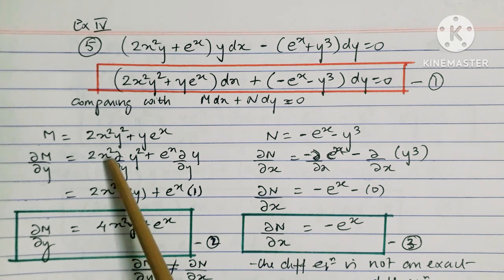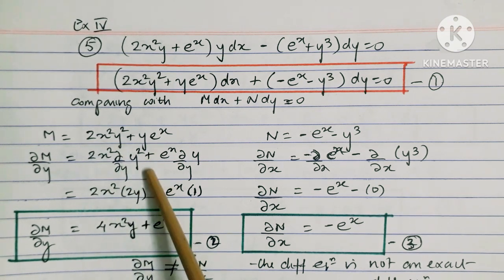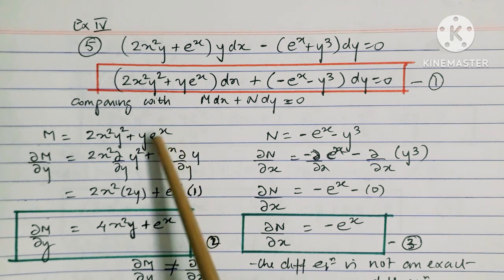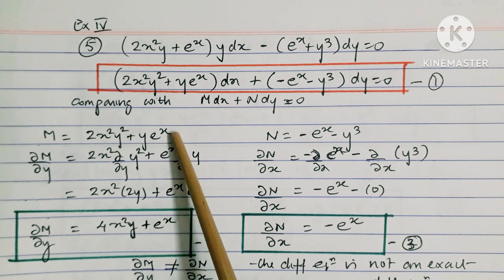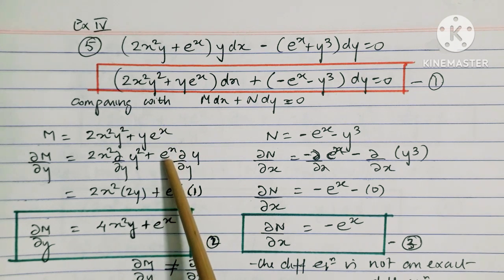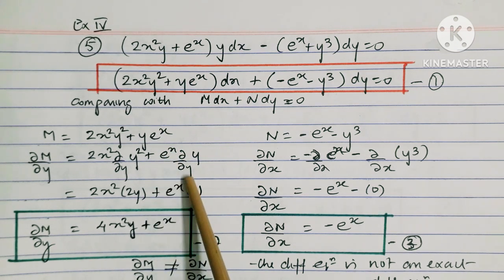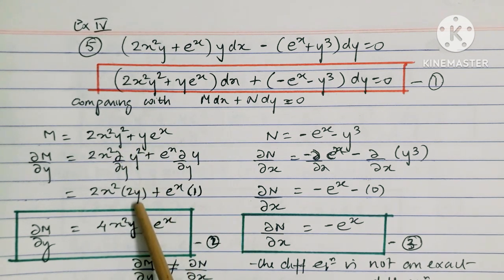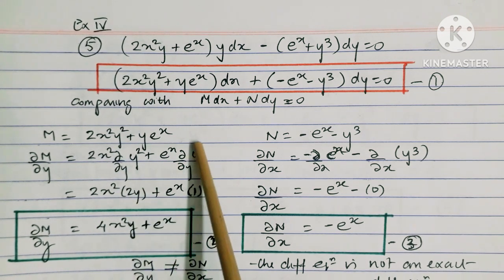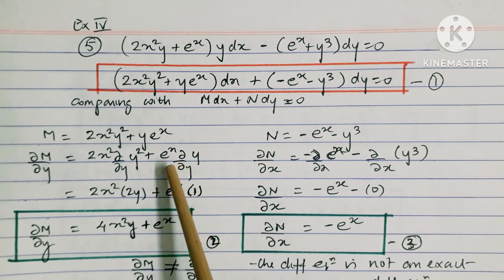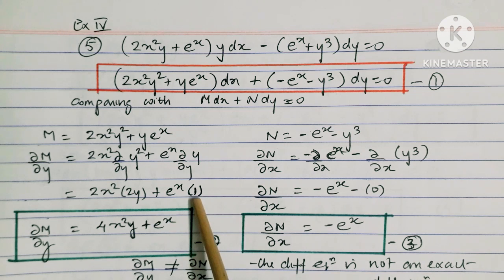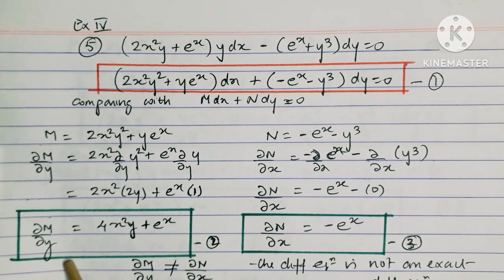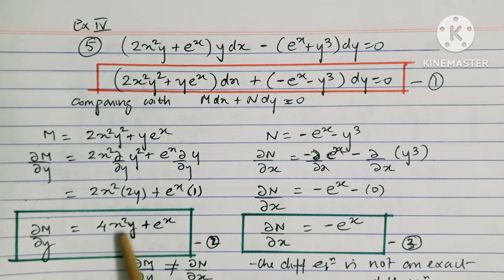So this would be 2x² ∂/∂y of y² plus. Now again in this term, we will have to treat e^x as a constant. So we will have to write e^x outside. So this would be plus e^x ∂/∂y of y. Now ∂/∂y of y² is 2y, so this would be 2x² into 2y, plus ∂/∂y of y is 1, so this would be plus e^x into 1. Hence ∂M/∂y will be equal to 4x²y + e^x.